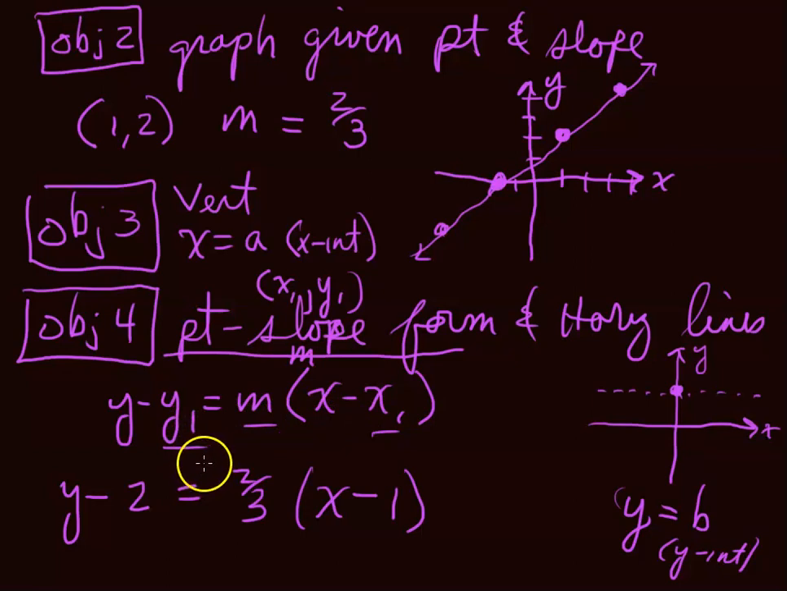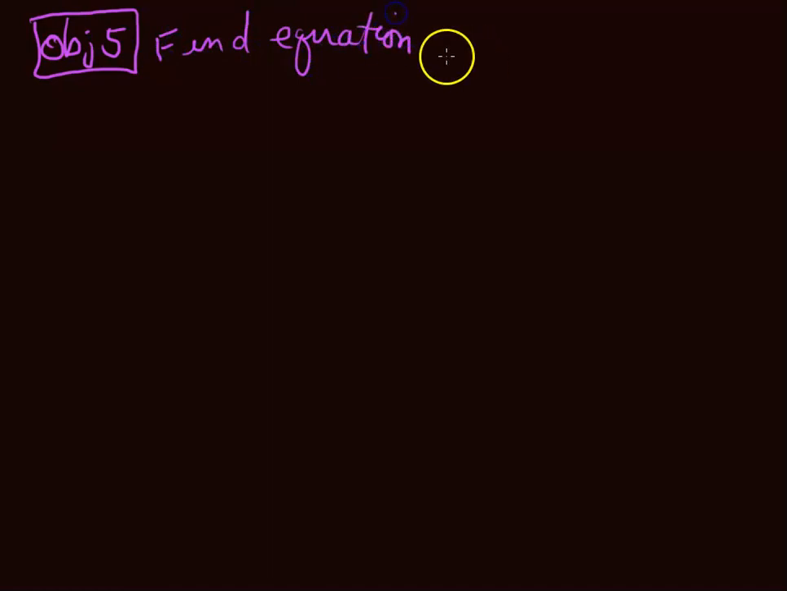Objective 5. Find the equation given 2 points. Let's do a next page here. Well, the only form we have right now is that point-slope form, but that works just fine. Suppose you have the point 1, 2, and another point, say negative 3, 4.